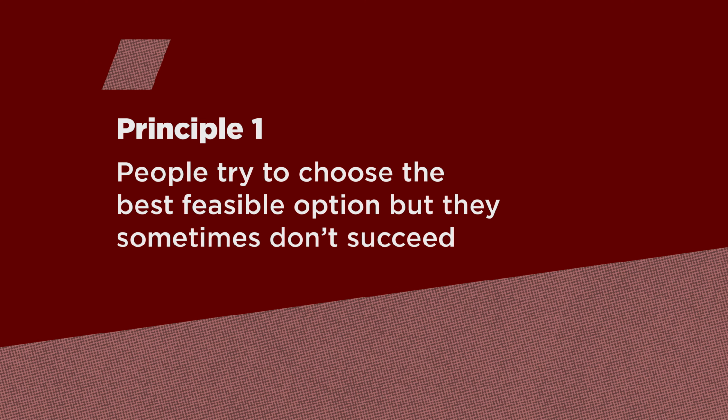Today we are going to lay out 4 principles of behavioral economics. We're then going to dig into 2 of them with some fun examples about how those 2 principles actually work in the real world. Principle 1, people try to choose the best feasible option, but they sometimes don't succeed. You might recognize this as basically a restatement of our optimization principle, but now we're allowing people to make mistakes, which sometimes, of course, we all make mistakes.